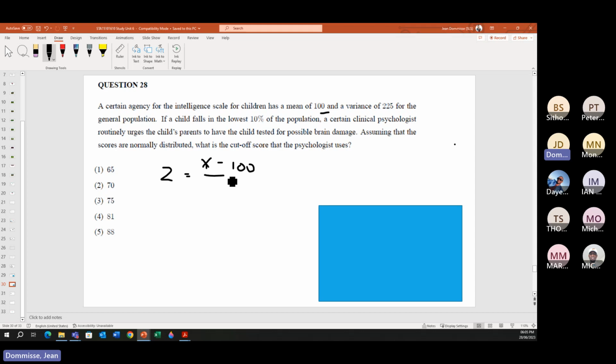And a variance of 225. If 225 is the variance, the standard deviation is 15. Okay, so that is thus for the formula.